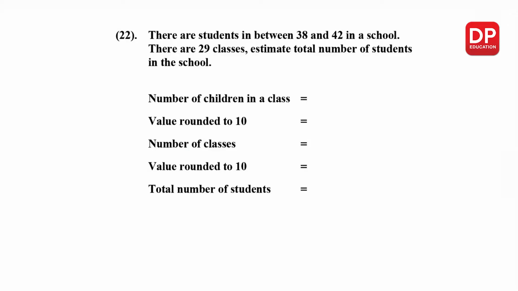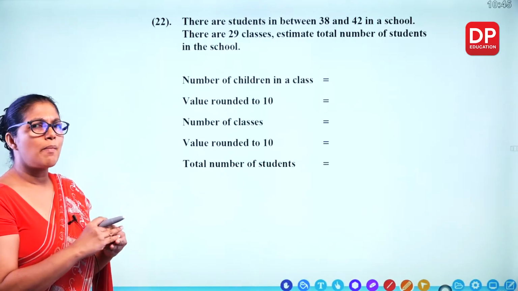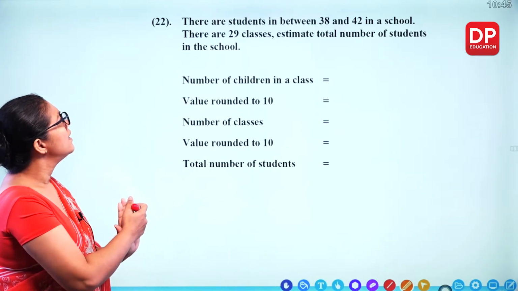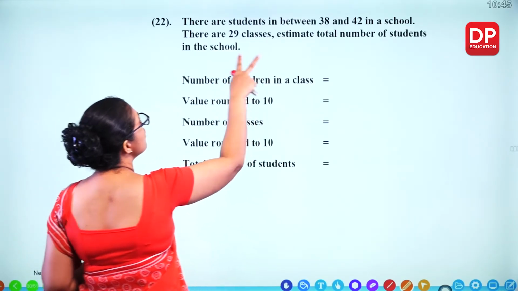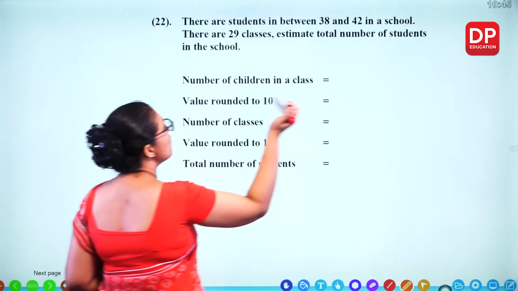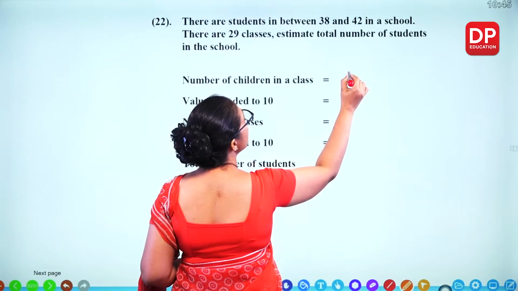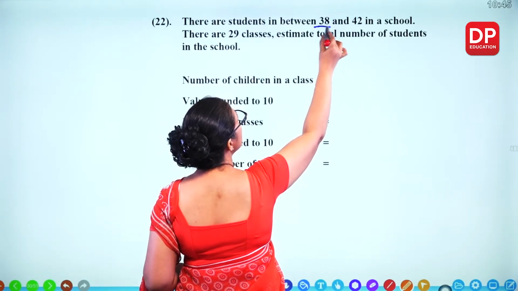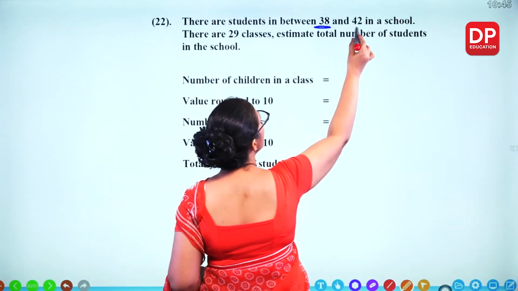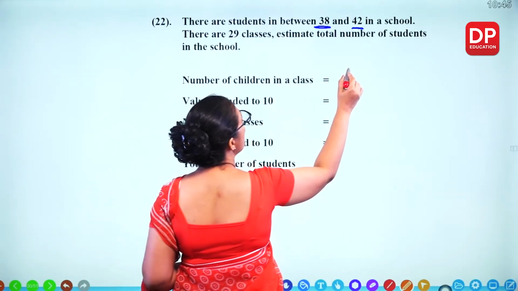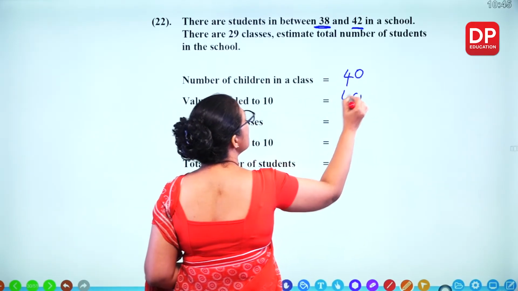There are between 38 and 42 students in each class in a school. There are 29 classes. Estimate the total number of students in the school. So you can estimate both values. Between 38 and 42, what number can you take for the number of students in that class? We can take 40. 38 becomes 40, 42 becomes 40 when you round to the nearest 10. So you can write 40 here.